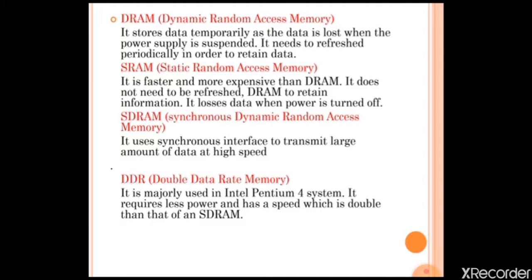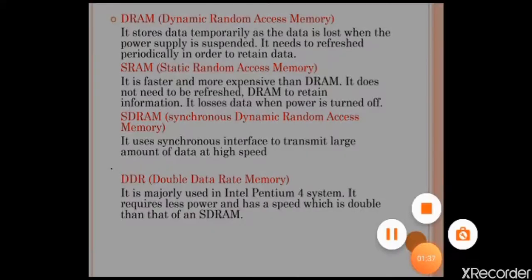Now, SDRAM, that is Synchronous Dynamic Random Access Memory. It uses a synchronous interface to transmit a large amount of data at a high speed. Last RAM is DDR. It is majorly used in Intel Pentium 4 systems. It requires less power and has a speed which is double that of SDRAM.